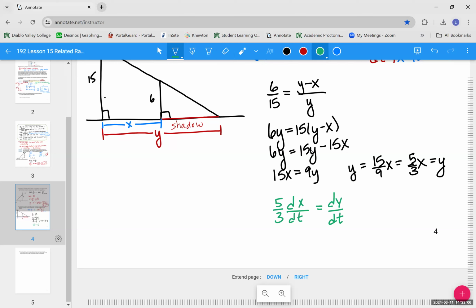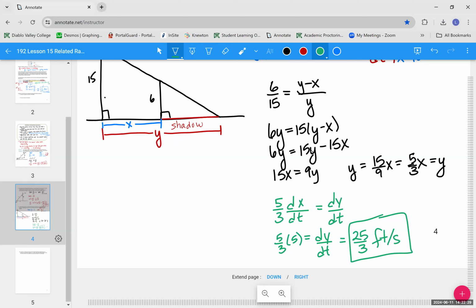And then we'll substitute in the thing we know. We know that dx/dt, sorry, is 5. So that gives us 25 over 3. What is that in feet per second?